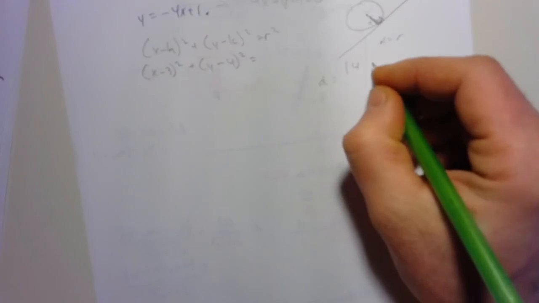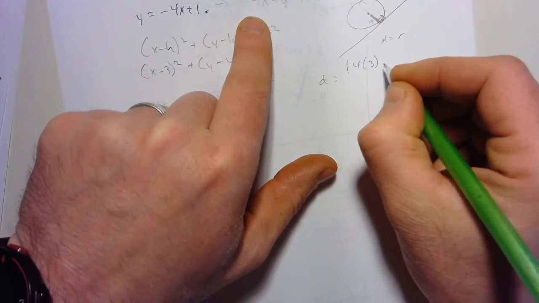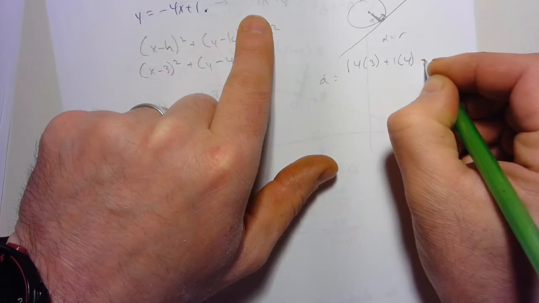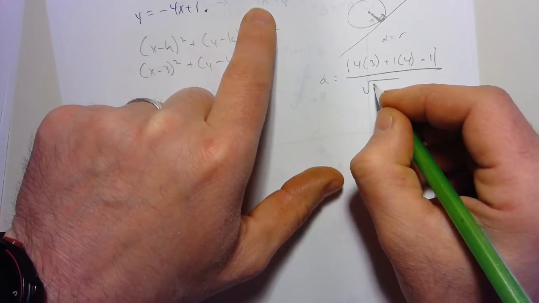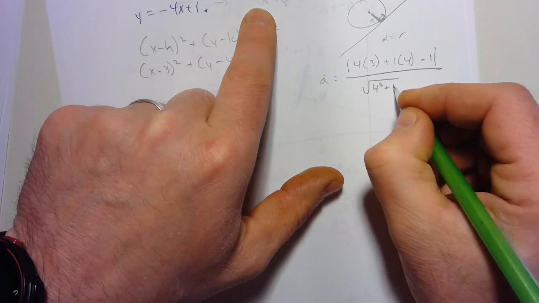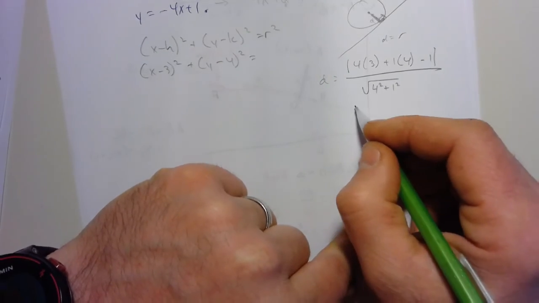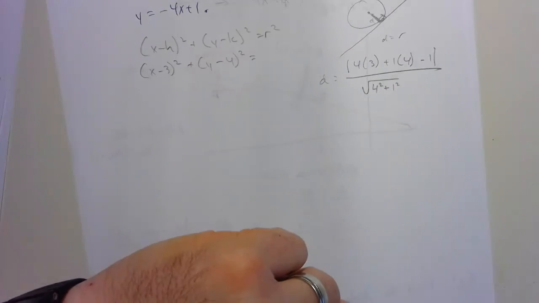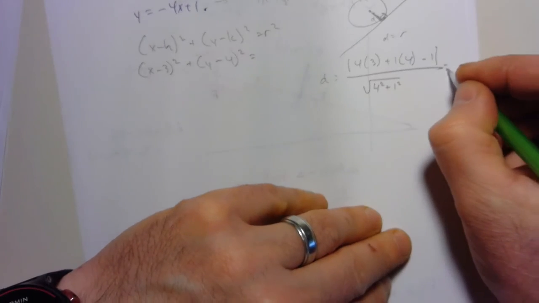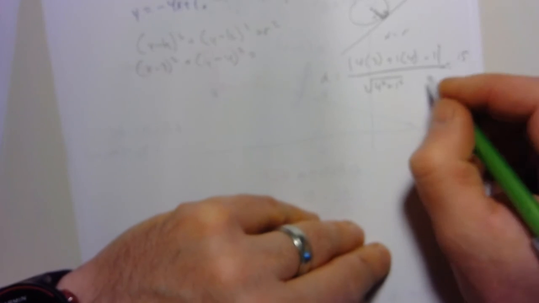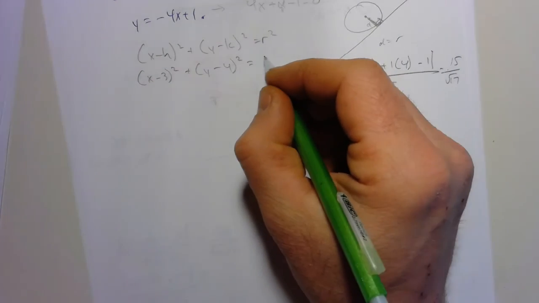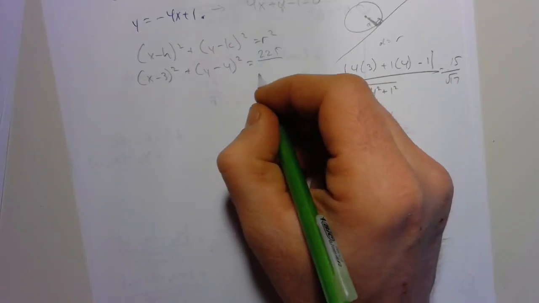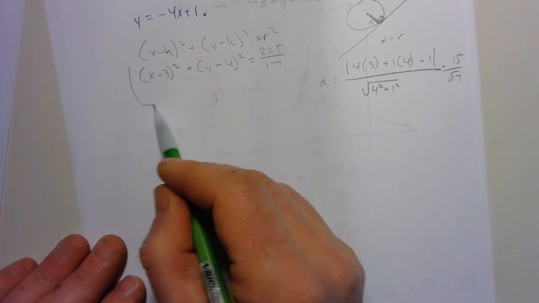So basically, I'm all set up. 4 times 3 plus 1 times 4, minus 1, all of that over the square root of 4 squared plus 1 squared. So I have 12 plus 4 minus 1, so 15, and that's over the square root of 17, so that's my distance there. Remember that my equation wants it squared, so I'll square that, and I'll get 225 over 17 as my equation of the circle.